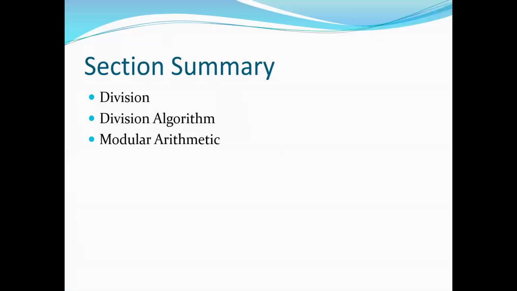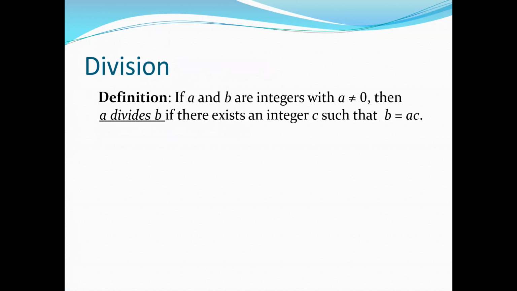Just a summary about this section, we're going to discuss what the division algorithm is and what modular arithmetic is. So let's first define what division is. Based on our book, the division definition: if a and b are integers with a not equal to 0, then a divides b if there exists an integer c such that b equals ac.